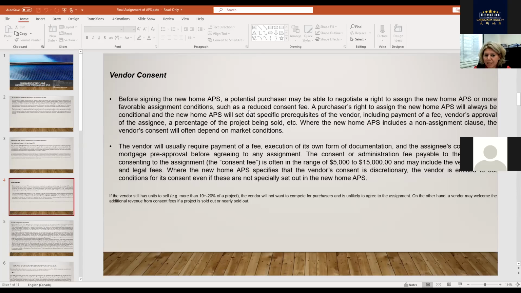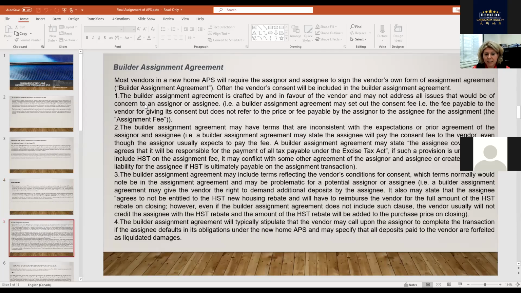The developer, for example, in his agreement can ask an additional fee, an additional deposit, which maybe the assignee is not ready to pay at the conclusion of this assignment agreement. It will happen that the assignee will walk away and you will lose the assignment. So the assignor should be aware.